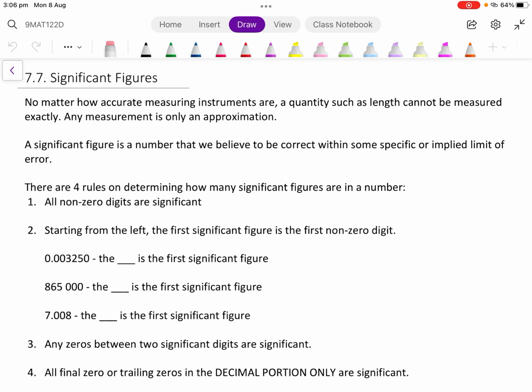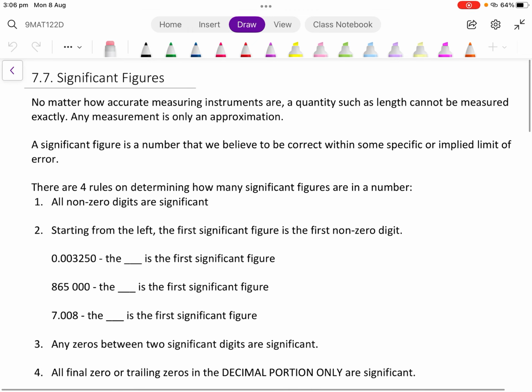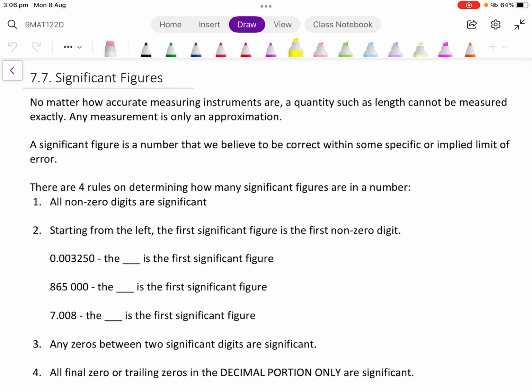Now there are 4 rules for determining how many significant figures are in a number. The first rule is that all non-zero digits are significant. The second rule is that when we're starting from the left, the first significant figure is the first non-zero digit. So in the number 0.003250, the 3 is the first significant figure.